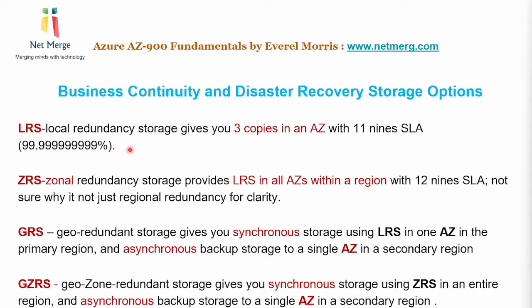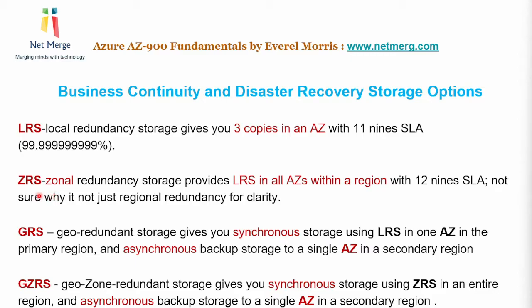So I spoke about LRS and I said all you need to do at the time was to remember the acronym local redundant storage, and you get 3 copies of your Excel file within that availability zone or data center. Now, according to Microsoft, they're providing you with a service level agreement of 99.99999999999% durability, which is referred to as 11 nines. So that is 3 copies in a single availability zone.